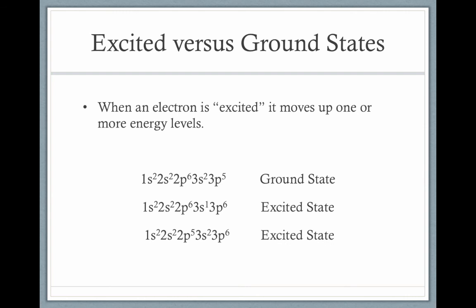There are many possible excited states. Anytime you have an electron moving from a lower energy level to a higher energy level, it's an excited state. So here's another possibility. An electron here has moved from the 2p sublevel to the 3p sublevel, a larger jump.